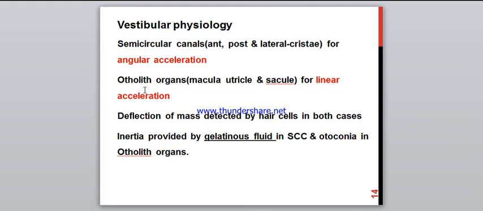So this is all about the anatomy and physiology of the ear. We saw it part by part. See you in the next topic.